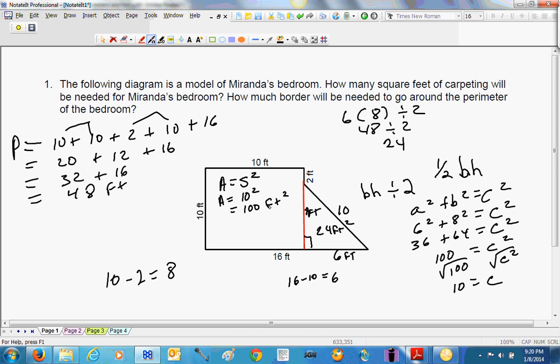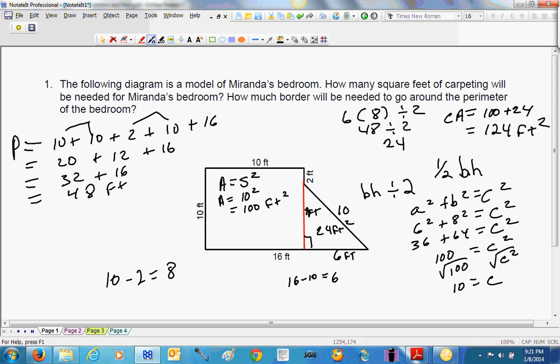So we have 124. All we need to do now to see what the combined area for the figure is, is add. So let's just say our combined area is 100 plus 24, which is going to give us 124 feet square.